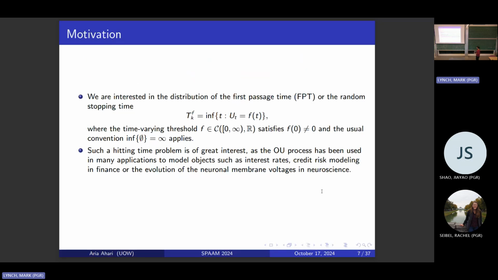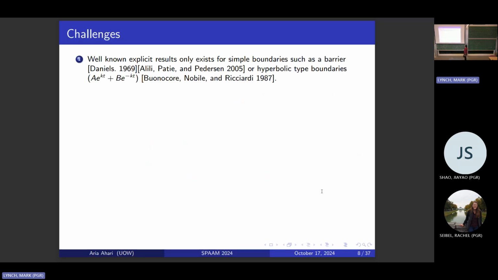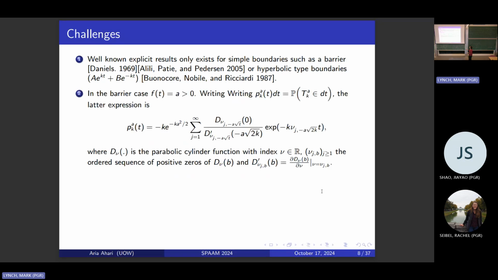But it's just interesting from the point of view of basic mathematics, right? So again, well-known explicit results that exist are not much, really. I mean, you have the hyperbolic boundary or the barrier. The expression for the barrier is very complicated. So even in this case, if you just have a line and not a line with a slope, just a line, the first time you hit it has that distribution.